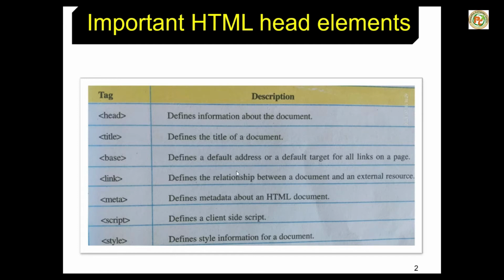Link means a relationship between the document and external resources. External resources means if we are going to open any Word document, Excel document, or any other web pages, then it will be called a link. Meta means it defines the metadata about the HTML document. Metadata means data about the data. It stores the information of the data, that is called metadata.